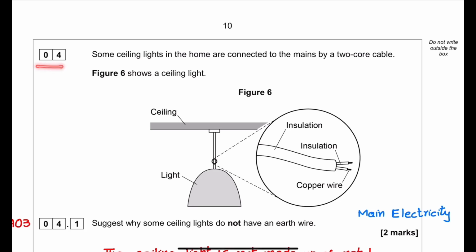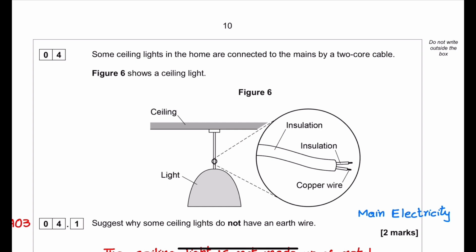Question number 4. Some ceiling lights in the homes are connected to the main by two core cables only. Figure number 6 shows a ceiling light. If you look into the ceiling light, the copper wires have the insulation and there is an insulation on the whole wire also. Suggest why some ceiling lights do not have the earth wire.